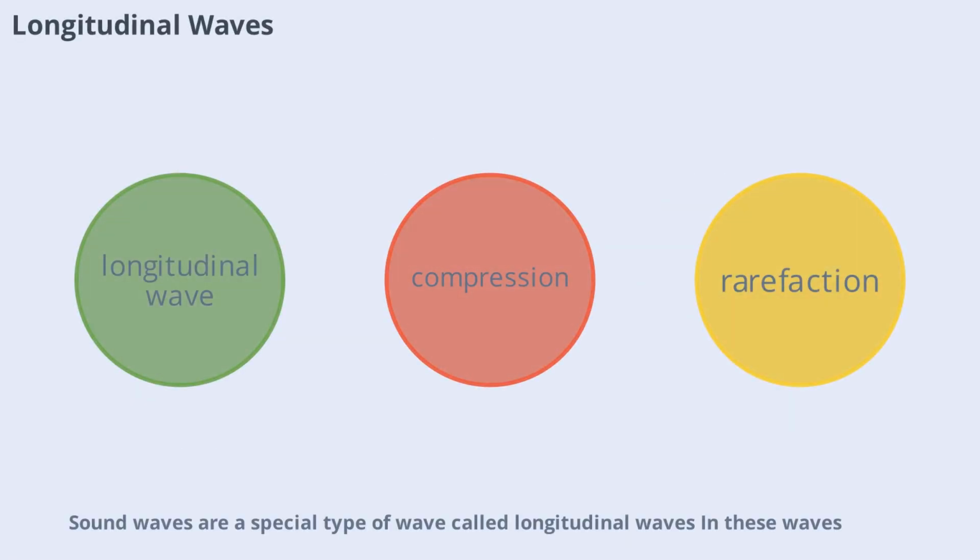Sound waves are a special type of wave called longitudinal waves. In these waves, the particles of the medium move back and forth in the same direction as the wave is traveling. This is different from waves on water, where the movement is up and down. The back and forth motion creates the compressions and rarefactions we talked about earlier. Understanding this helps us see why sound behaves the way it does.